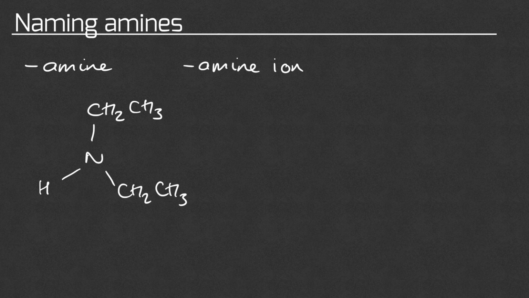To name this amine, we'd need to identify the alkyl groups attached to it. And in this case, we have 2 alkyl groups. These are both ethyl groups. They both have got 2 carbons in each, so the start of the name would be di for 2-ethyl. And we then add the suffix amine. So this molecule would be diethyl amine.